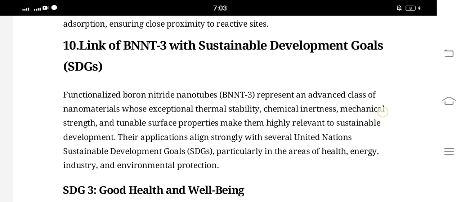Functionalized boron nitride nanotube 3 nanomaterials exhibit exceptional thermal stability, chemical inertness, mechanical strength, and tunable surface properties, making them highly relevant to sustainable development. These properties allow boron nitride nanotube 3 to contribute to several SDGs, particularly in healthcare, clean energy, industry, urban development, responsible production, and climate action.